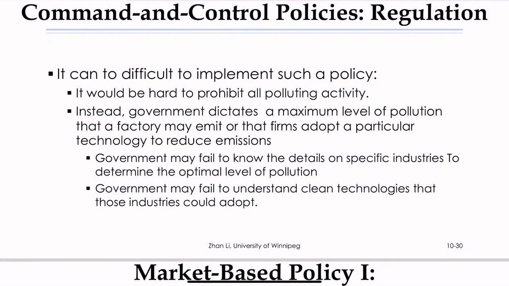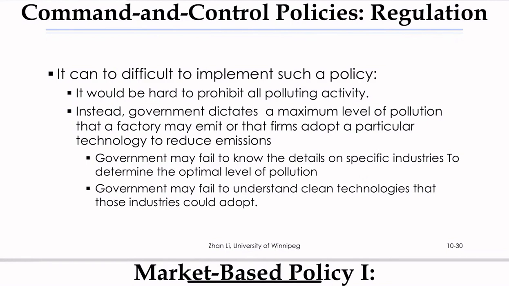Okay, you might wonder, do we have other regulation methods? Well, yes, we do. For example, the government can tell each factory, hey, you have to use a certain technology, right? Use this clean technology to reduce your emissions. But again, we will get into the same problem.